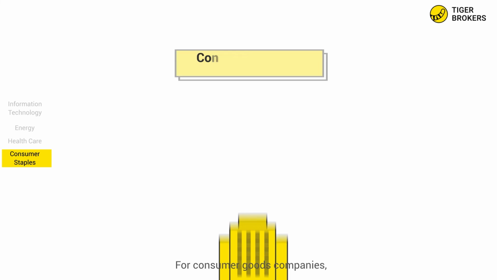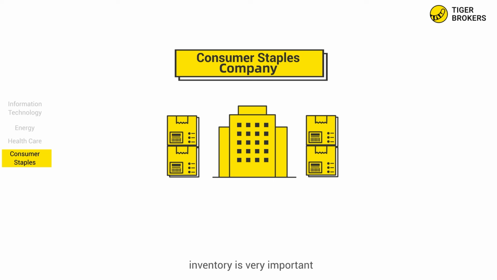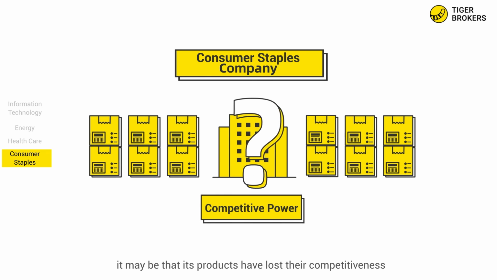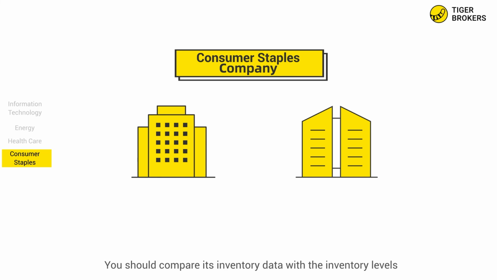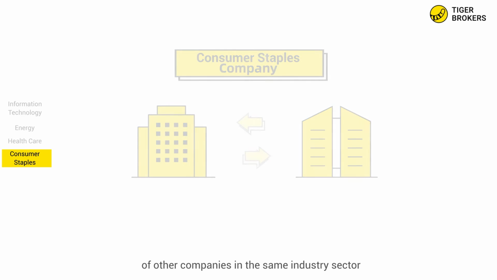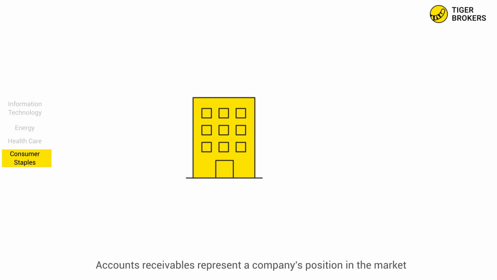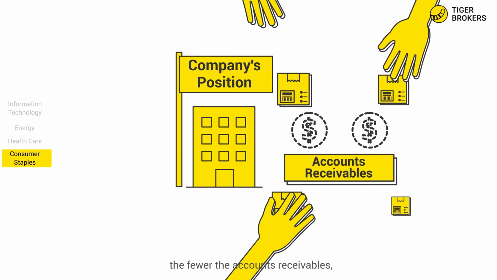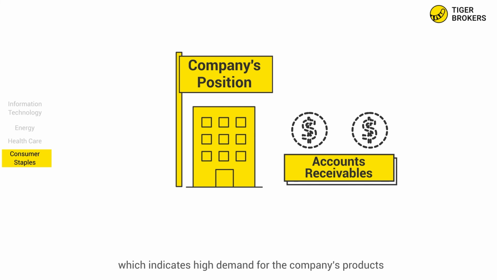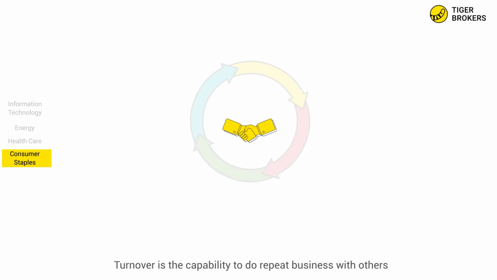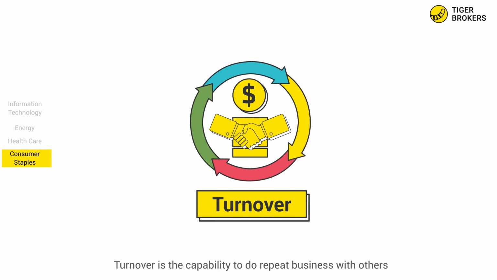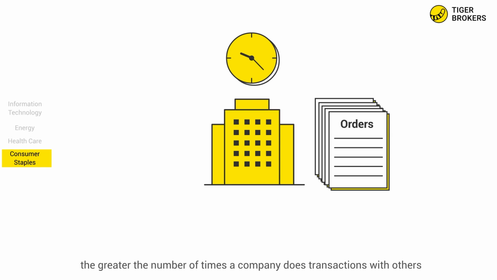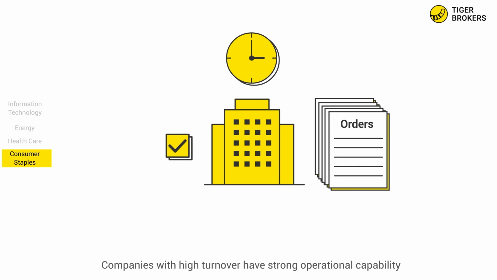1. Inventory. For consumer goods companies, inventory is very important. In this sector, if a company piles up inventory, it may be that its products have lost their competitiveness. You should compare its inventory data with the inventory levels of other companies in the same industry sector. 2. Accounts receivable. Accounts receivable represents a company's position in the market. The higher the position, the fewer the accounts receivable, which indicates high demand for the company's products. 3. Turnover. Turnover is the capability to do repeat business with others. The higher the rate of turnover, the greater the number of times a company does transactions with others. Companies with high turnover have strong operational capability.